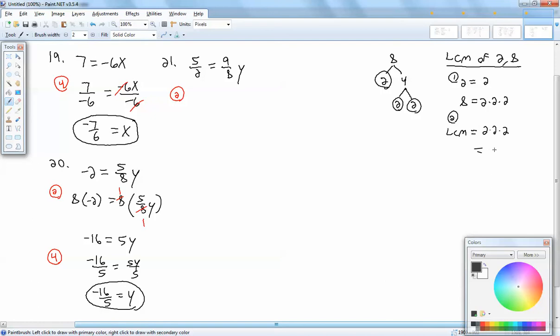And 2 times itself 3 times is 8. So that's our LCM. So we're going to multiply the 5/2 by 8, and we'll multiply the 9/8 y by 8.